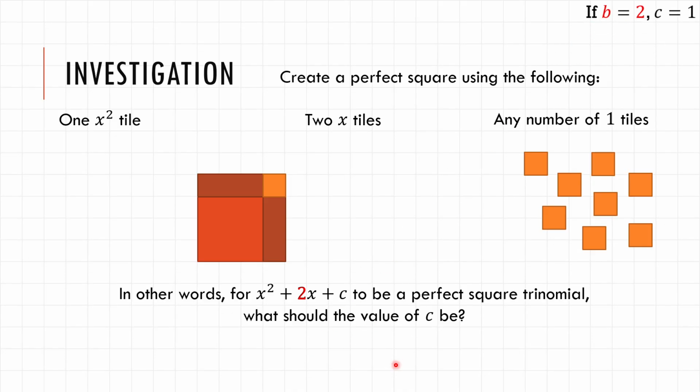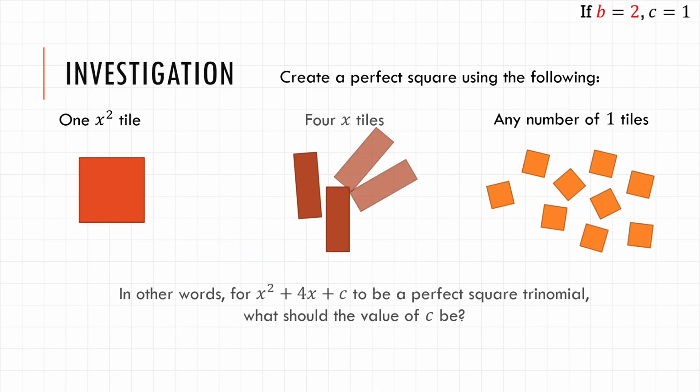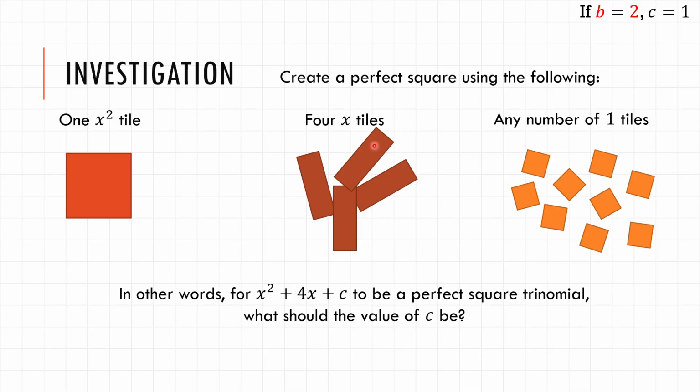And I'll put that over here for safekeeping to look at later because I'm just about to ask you a new version of this question. What if you had 4 x tiles? Could you create a perfect square using those and any number of unit tiles? In other words, x squared plus 4x plus c, what would c have to be to create a perfect square trinomial? Pause the video here and take as long as you need to figure that out.